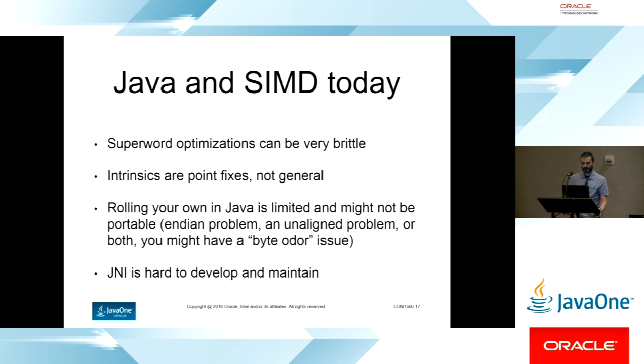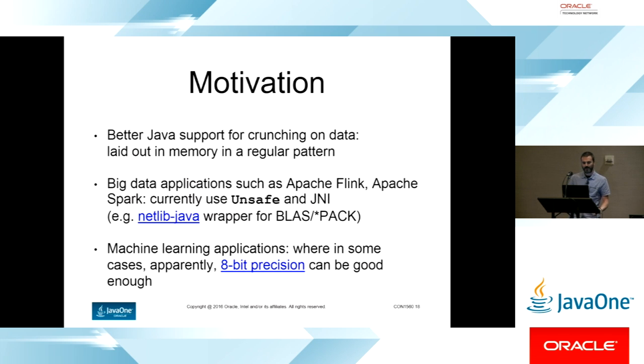That's what Project Panama will help solve. I'll talk a little bit about that later. So the motivation is we want better Java support for crunching on data. We want to really improve that use case, and that's data that is regularly laid out in memory in a predictable pattern. So this is for big data applications like Apache Flink and Apache Spark. They currently use Unsafe and JNI, or they even use an interesting library called netlib-java. That's essentially a JNI wrapper around linear algebra packages or eigenvalue calculating packages and so forth. So I think Apache Spark or Flink might use these libraries for that.